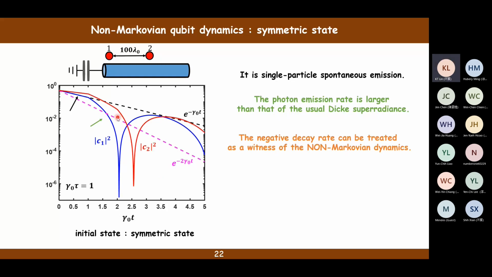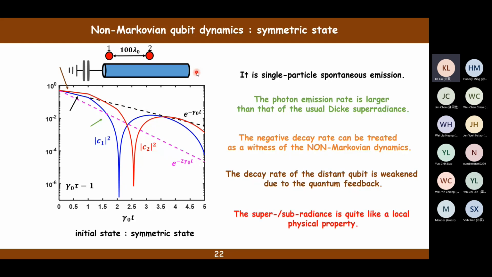And we also compute the second qubit. The most important thing for this dynamics is that before the dipole interaction is established, the decay rate of this distant qubit is smaller than the single particle one, due to the quantum feedback effect. So in that sense, we can say that super- or subradiance is more like a local property. It's no longer a global property.